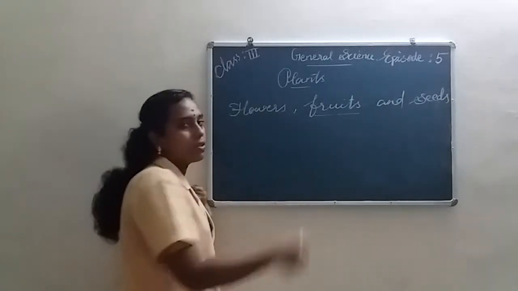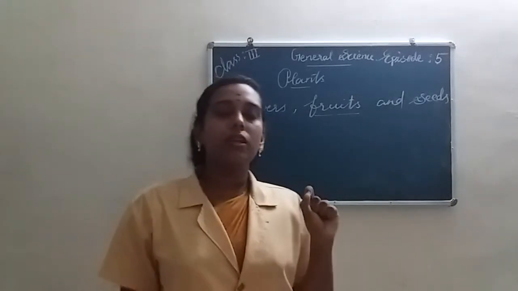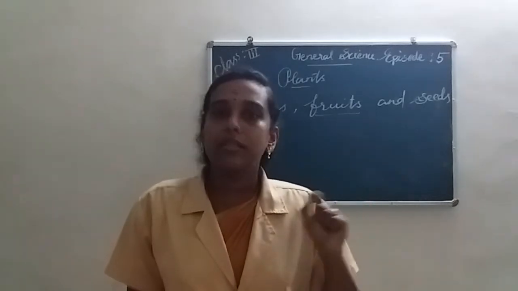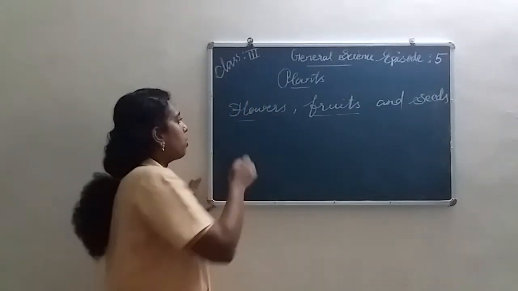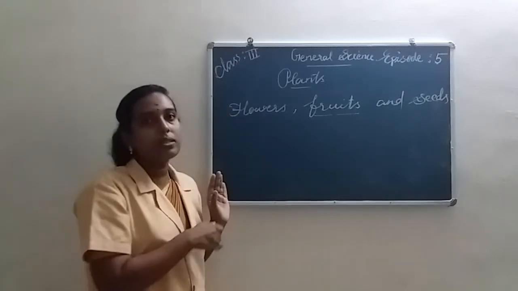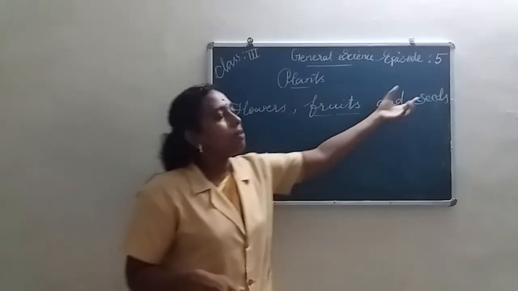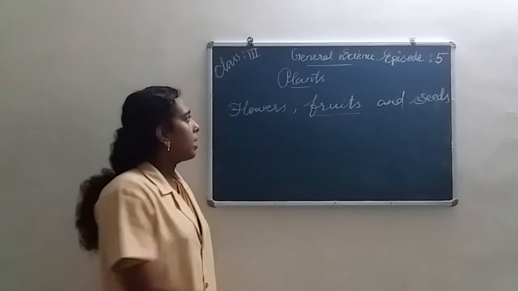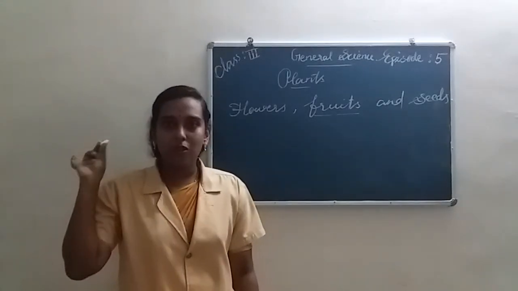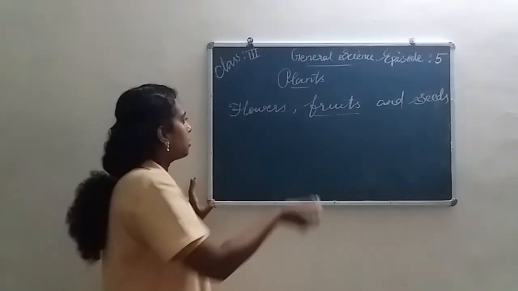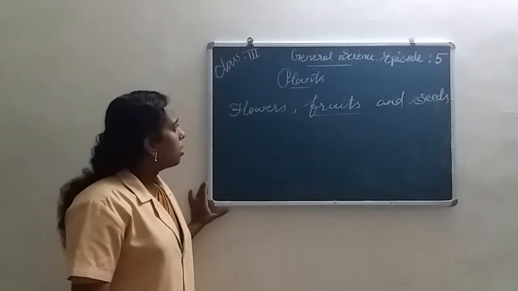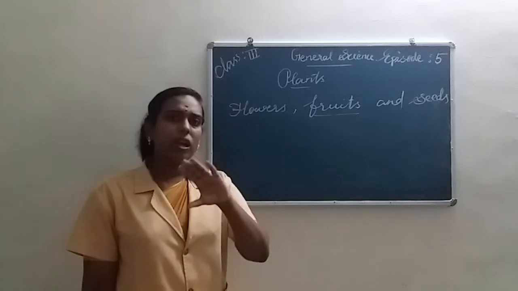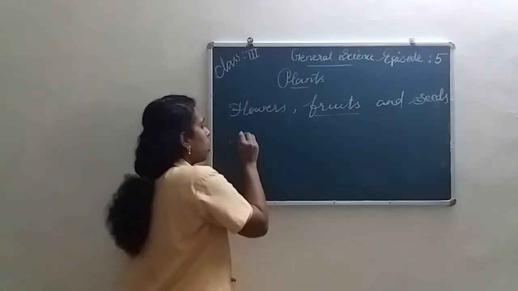There are flowers, fruits and seeds, and already we learned about the main parts of a shoot. There are stem and leaves. And the flowers are the most important part of a plant because they produce fruit, and the fruits have seeds inside them. The flowers are the most beautiful part of a plant, and they are of different colors.